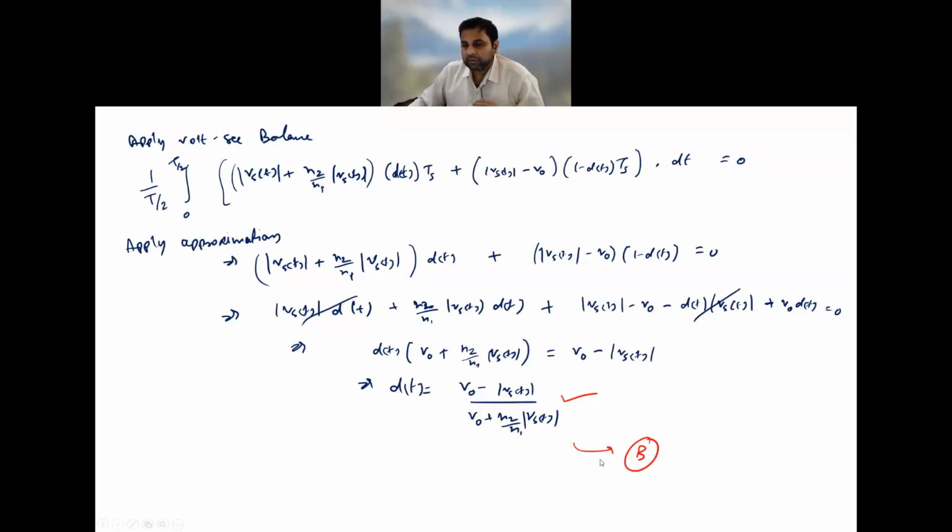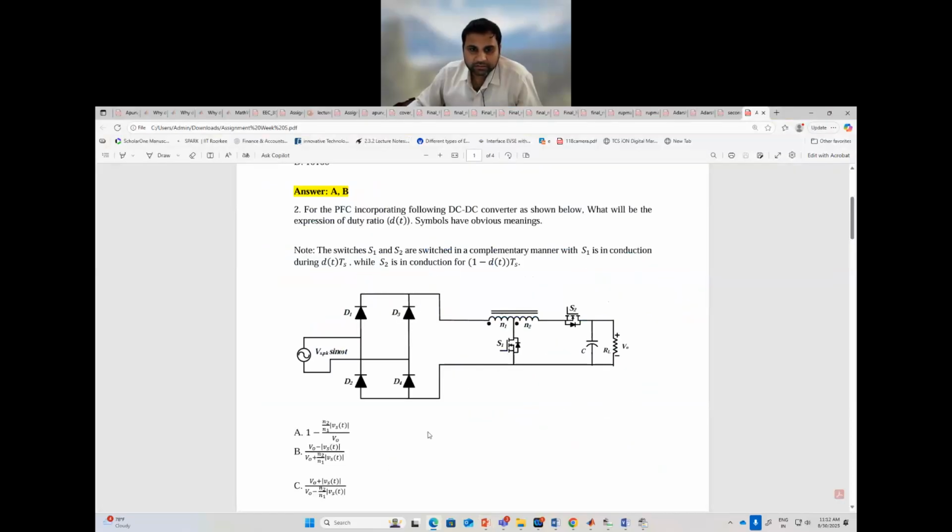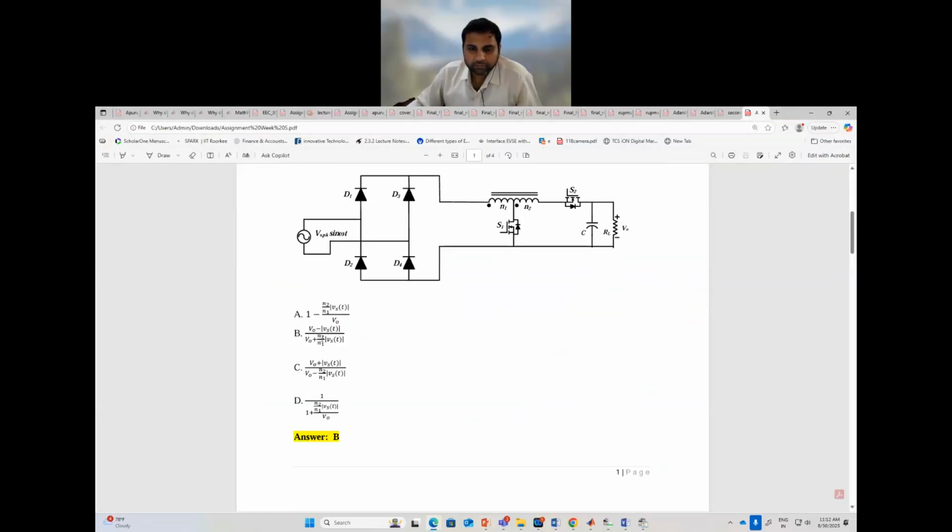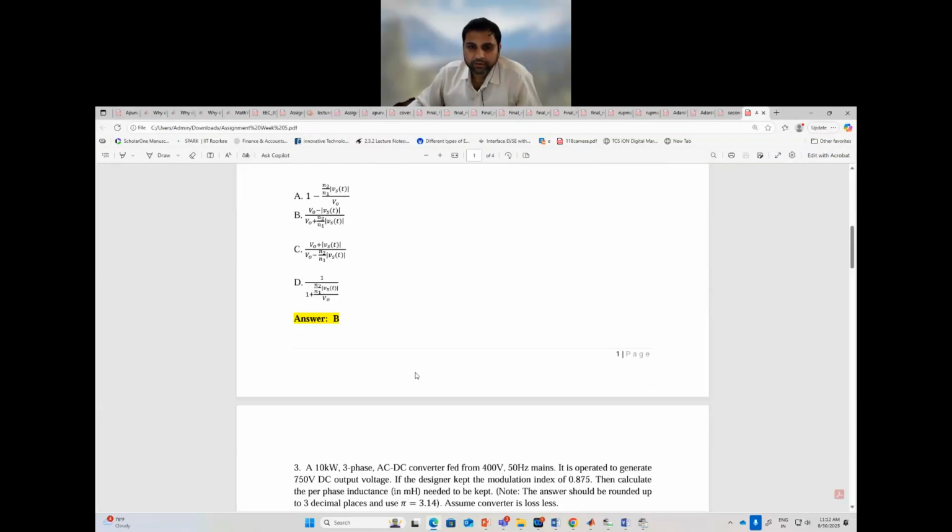So if you are given any kind of power converter, you can just do the volt second balance around the inductor, and you can calculate the particular scenario, the voltage, the things around them. Now let us take another question. So that is the reason why you have answer B, which is correct.